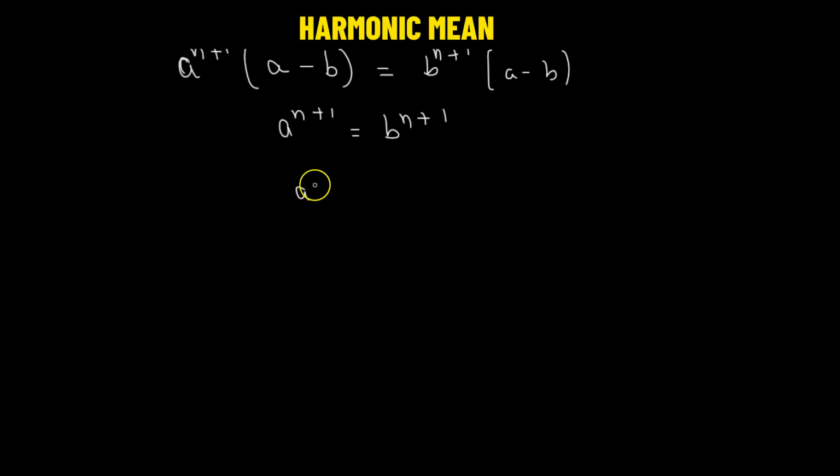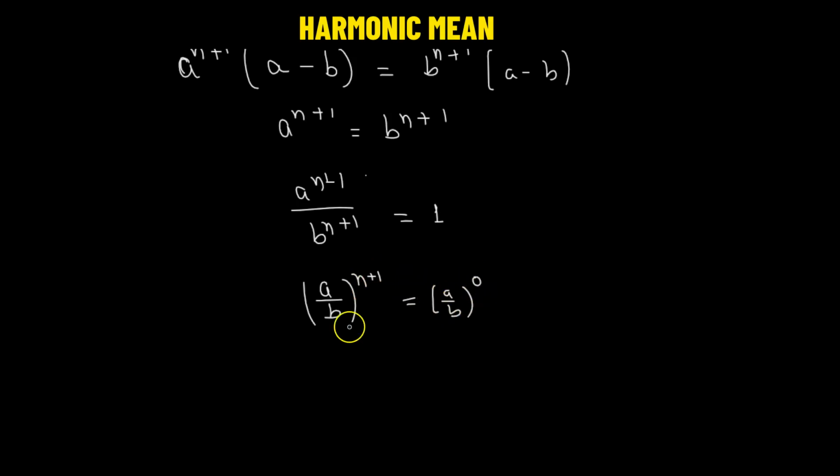Now this can also be expressed as a raised to the power of n plus 1 divided by b raised to the power of n plus 1. This will be equal to 1, or simply a over b raised to the power of n plus 1. So this can also be expressed as a over b whole raised to the power of 0. So since the base is exactly the same, we can equate the powers to get n plus 1 equals 0, or n equals negative 1. So this is going to be the value of n.